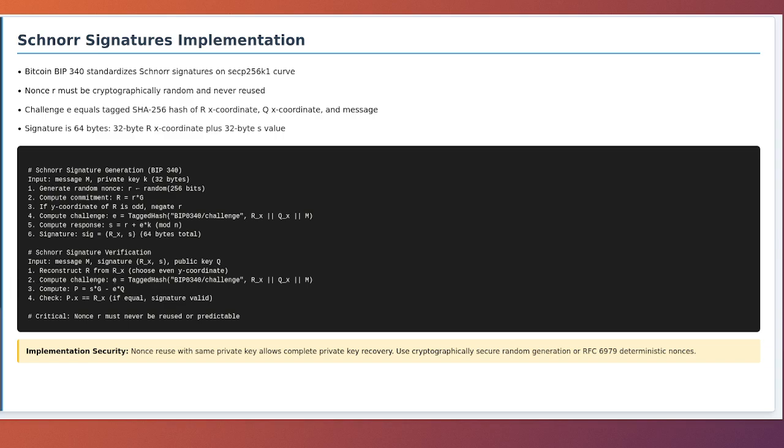Schnorr signatures have several advantages over ECDSA, the digital signature algorithm traditionally used in Bitcoin and Ethereum. Schnorr signatures are simpler to implement correctly. They have a security proof in the random oracle model, while ECDSA's security proof requires additional assumptions. Schnorr signatures support key aggregation, allowing multiple parties to create a single signature on a shared public key, which is useful for multi-signature schemes. Schnorr signatures are slightly smaller and faster to verify. For these reasons, Bitcoin added Schnorr signature support in 2021, and they are increasingly used in modern cryptographic systems.